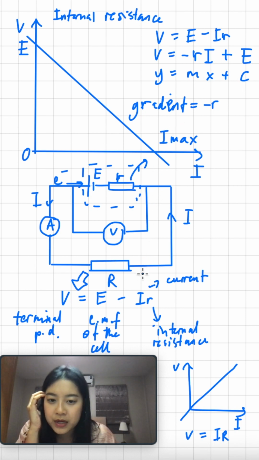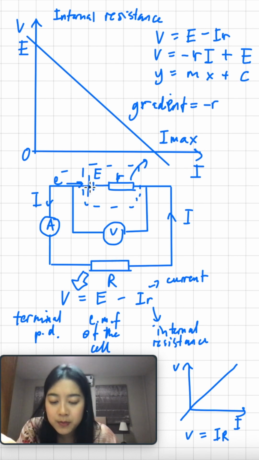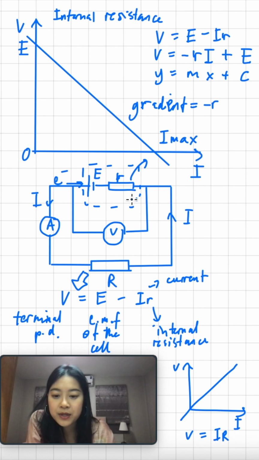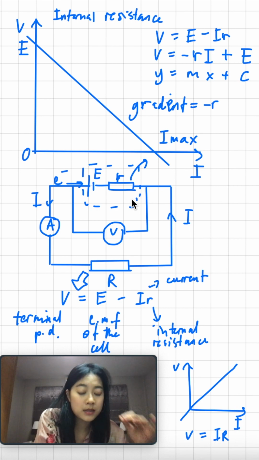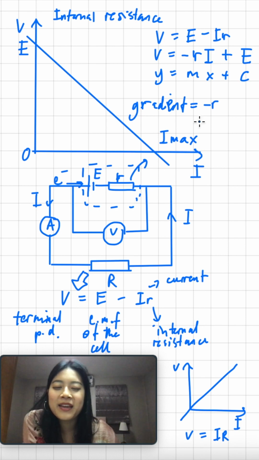But at a certain point, when you don't have any resistance there at all, then it just becomes a circuit. Imagine there was no resistor here, then it would basically be a circuit with one resistor, which is the internal resistance, small r. And at that point, that's when you get the maximum current, because as the resistance decreases, current increases.